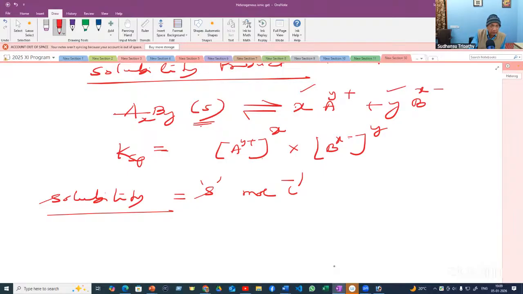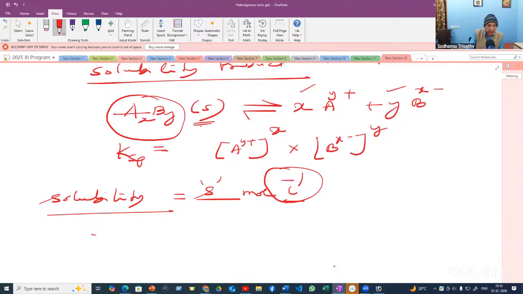Out of whatever you add to water, per liter of solution, only S mole dissolves. S mole of the solid dissolves per liter. You may take 20 moles, but the extra will deposit, remaining in equilibrium with the aqueous phase. So per liter, S moles are found to form a saturated solution.